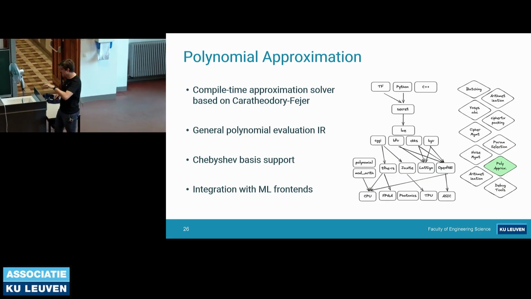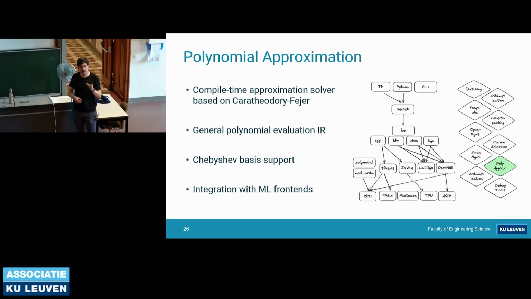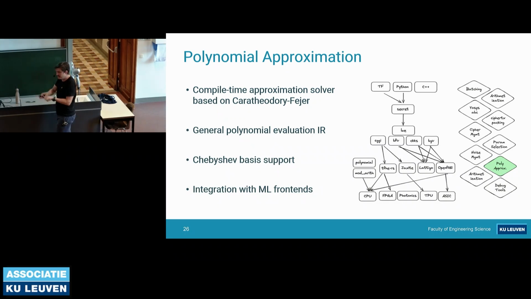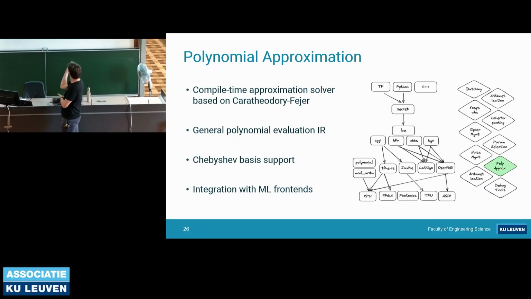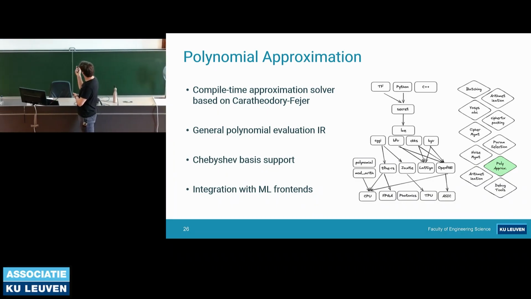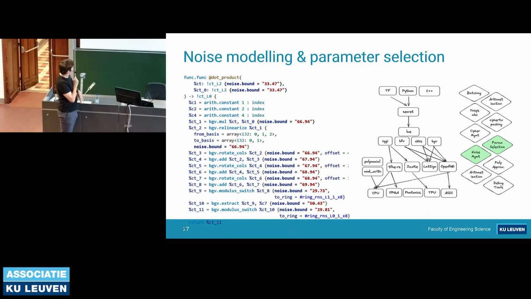For the BGV CKKS style branch, we cannot do any nonlinear functions. We can just add the polynomial approximation step in there. That will convert these nonlinear functions into operations that can actually be executed with our schemes. We have a noise model step in there as well.